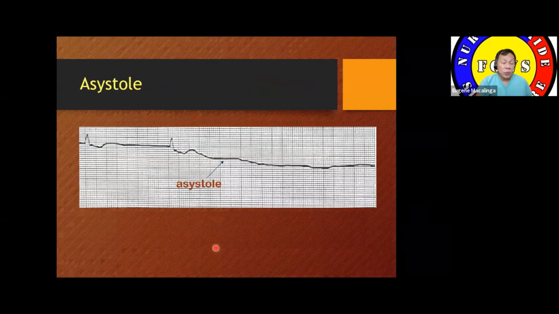Okay, so asystole. Okay, so this is sort of going to the flat line, right? So when somebody is classified as asystole or flatline, then that is very critical and fatal.